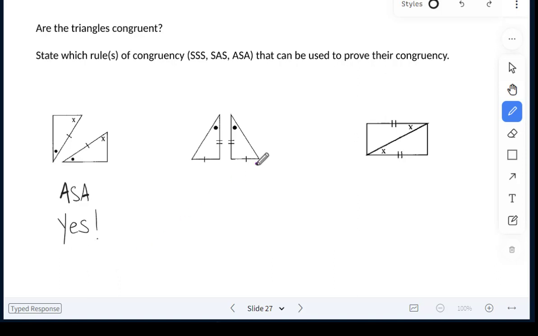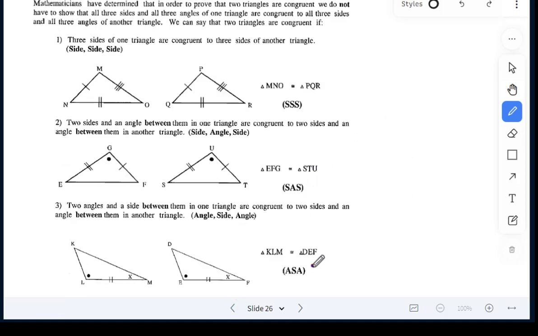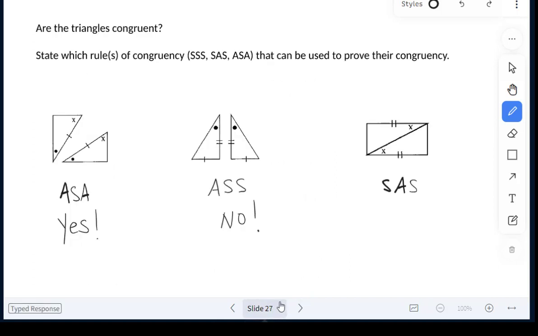Let's take a look at our next one. So these two triangles here, we have angle, side, side. All right, if we have ASS, then no, not congruent. Let's take a look at our last example here. So we have a side, then we have an angle, and then we have a side that's being shared by both triangles. So here we have side, angle, side, side, angle, side. Okay, let's go back and check. SSS, SAS, or ASA. SAS means yes, it is congruent.